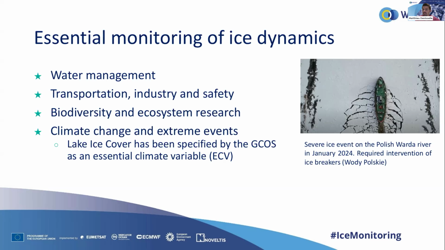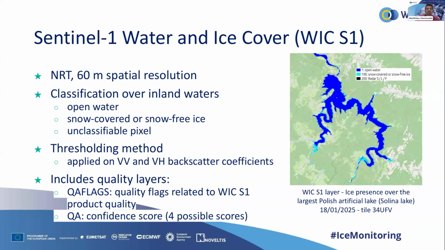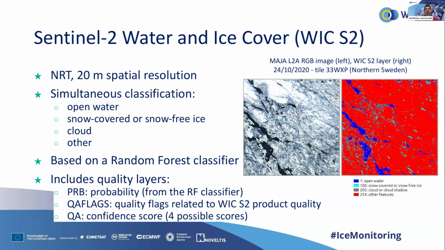So I've been giving you an overview of the project, and now I wanted to show you the products, starting with the Sentinel-2 water and ice cover products. On the right side, you can see the RGB image, and next to it, you can see the WEkEO layer. This product is computed in near real time, and it has a 20-meter spatial resolution. The whole Sentinel-2 image is classified simultaneously with open water, ice, cloud, and other features, as we call them. It can be vegetation, land, or whatever.